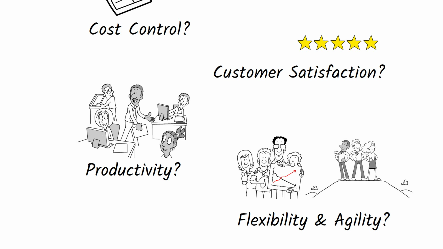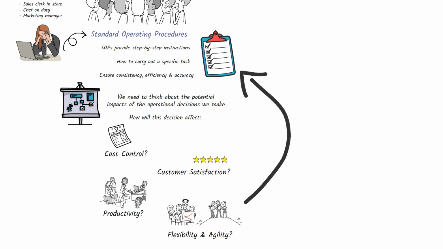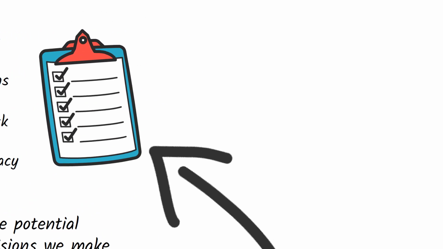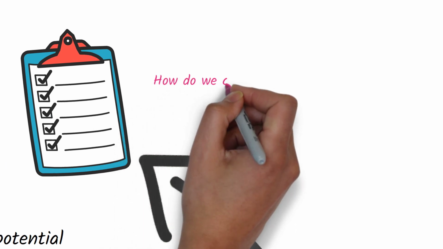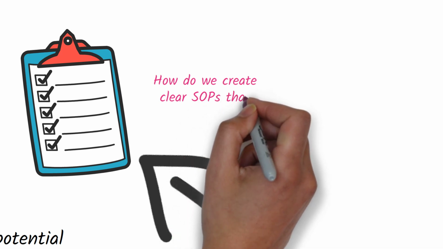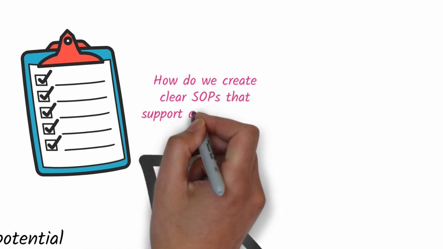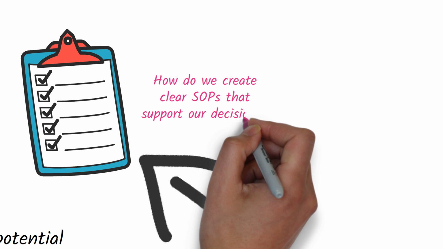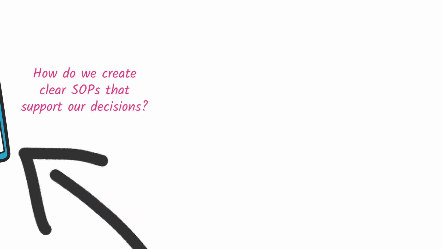Once we've thought through our operational decisions in this way, we can create our standard operating procedures. So, how do we clearly create and communicate our SOPs so we can ensure the decisions we make for our business are being carried out in the day-to-day running of our business? That's what we'll be talking about in my next video on standard operating procedures.